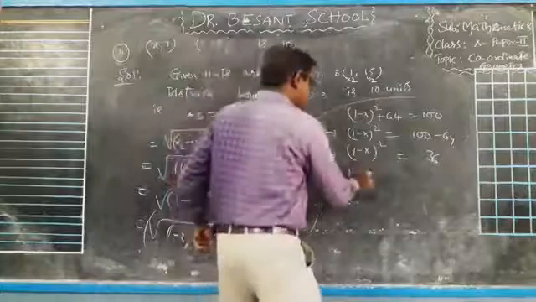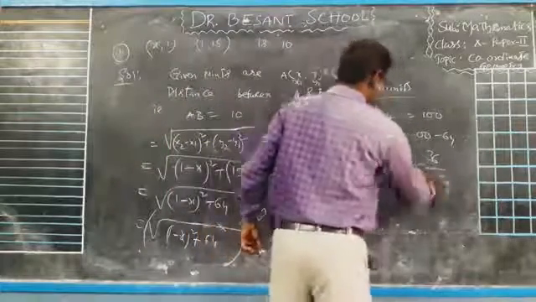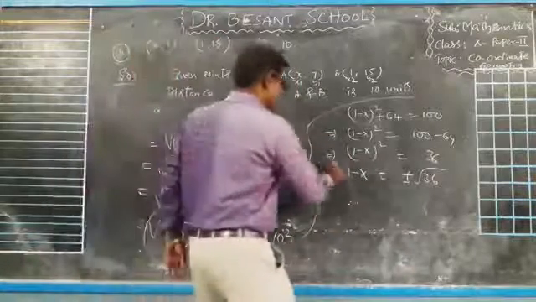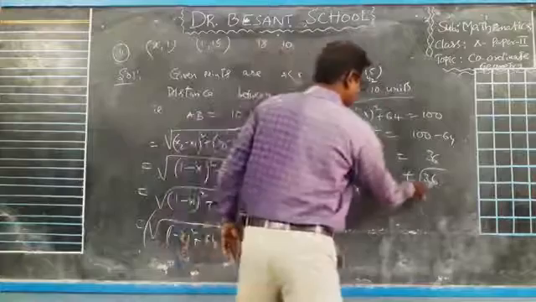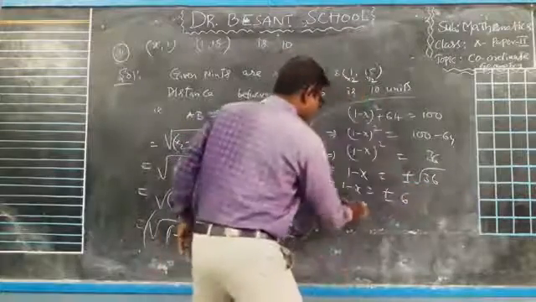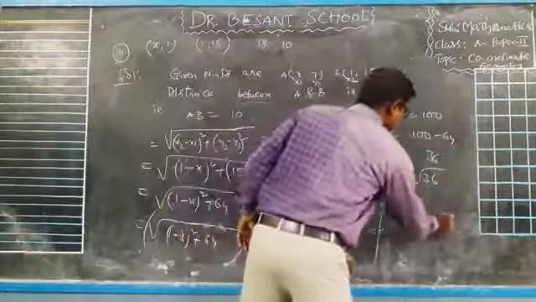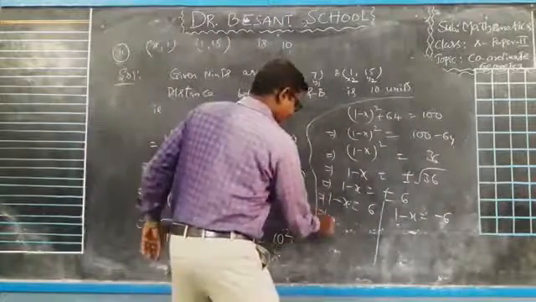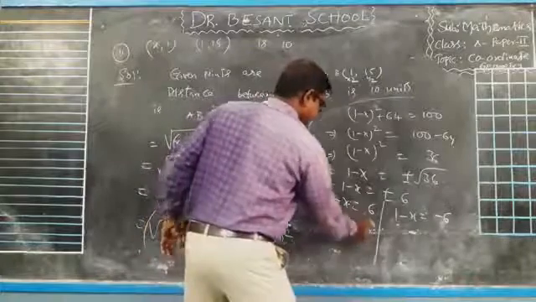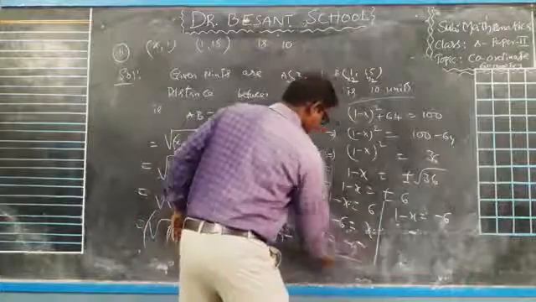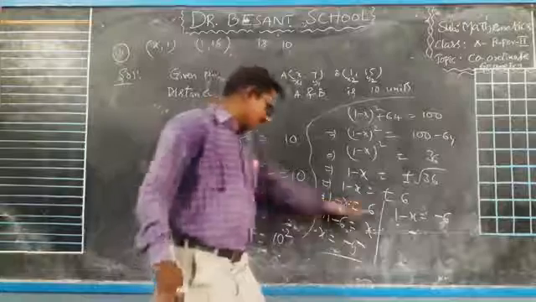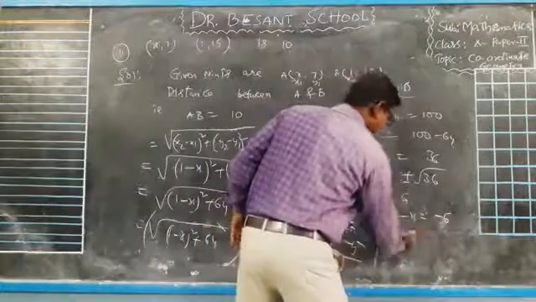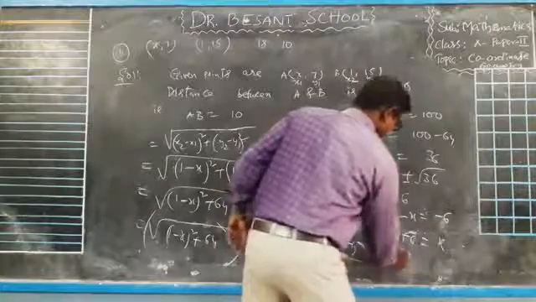Now observe, by eliminating the square you get plus or minus root on the right side. So 1 minus x equals plus or minus 6, since 6 square is 36. One case, 1 minus x equals plus 6; other case, 1 minus x equals minus 6. So with plus 6: minus x equals 6 minus 1, so x equals 1 minus 6, that is minus 5. With minus 6: 1 plus 6 equals plus x, so x equals 7.